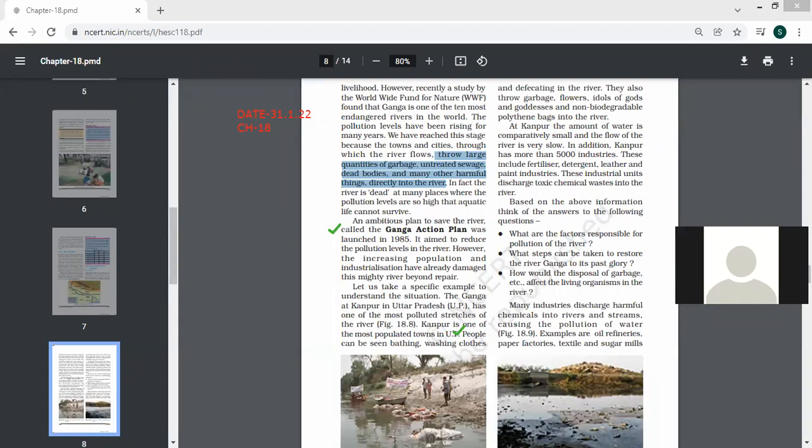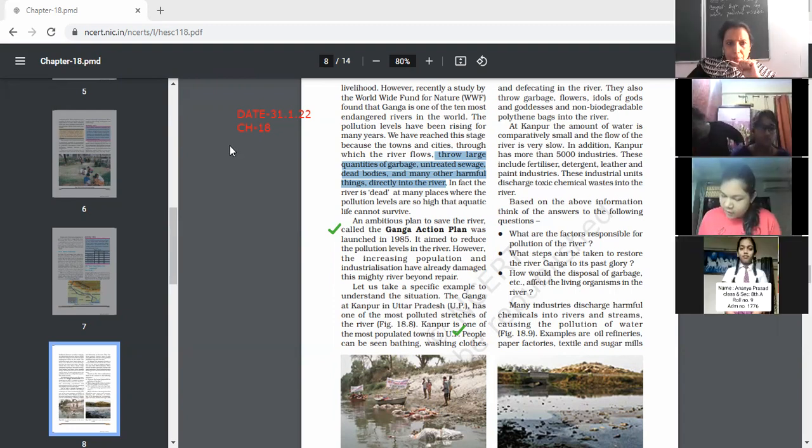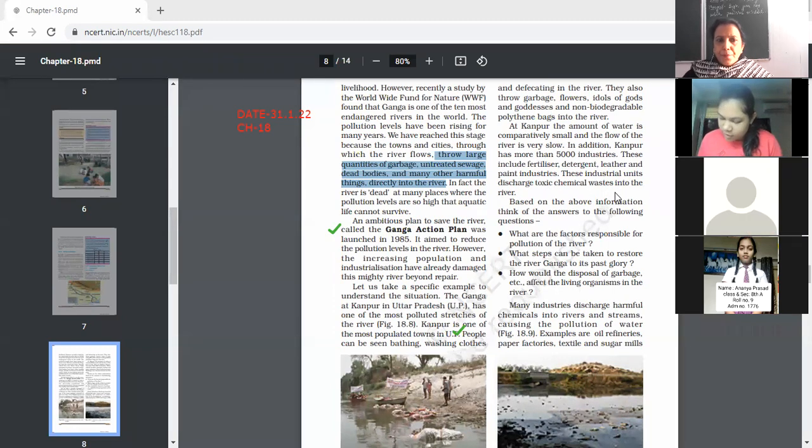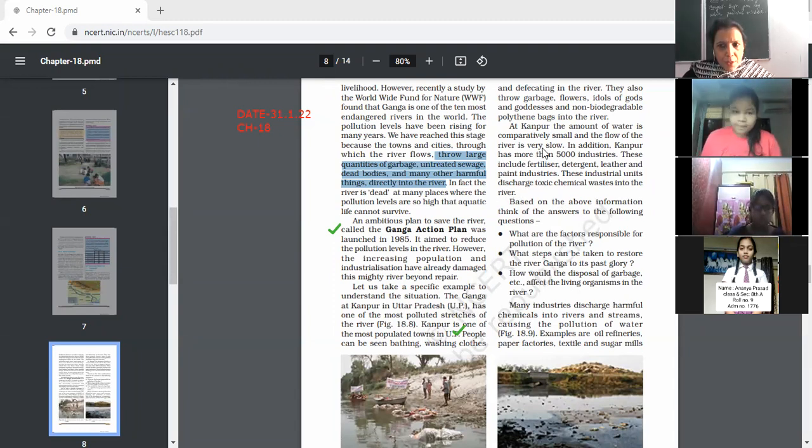Yes, better, continue. At Kanpur, the amount of water is comparatively small and the flow of the river is very slow. In addition, Kanpur has more than 5,000 industries. These include fertilizers, detergents, leather, and paint industries. These industrial units discharge toxic chemical waste into the river. So one more reason is that in the surrounding there is an industrial area, and the detergent, leather, paint, etc. are thrown into the river. That's one of the major reasons why the Ganga river is getting polluted.